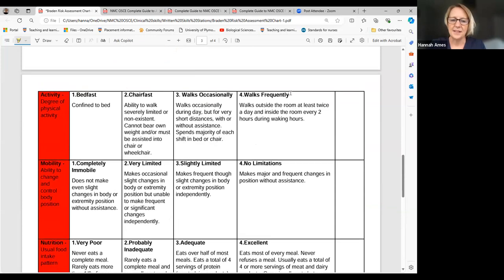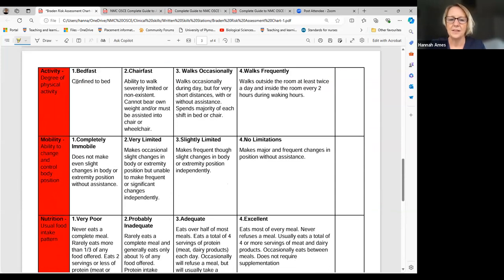Next section is activity. So is your patient totally confined to bed? Are they sedated? Have they got an injury where they are confined to bed, maybe a fractured hip and they're waiting for theatre? Do they have a reduced level of consciousness and therefore are being nursed in bed? So read your information and find out if they're confined to bed.